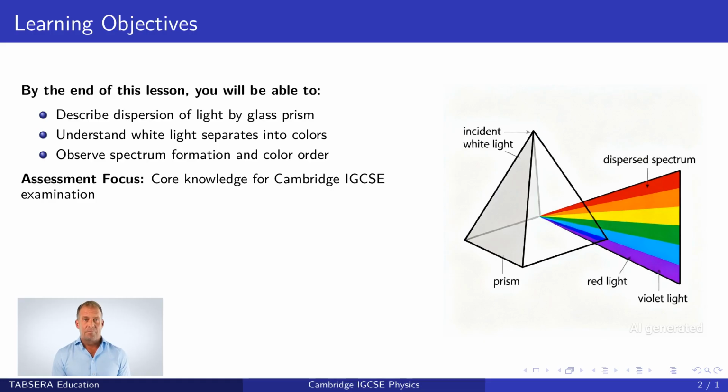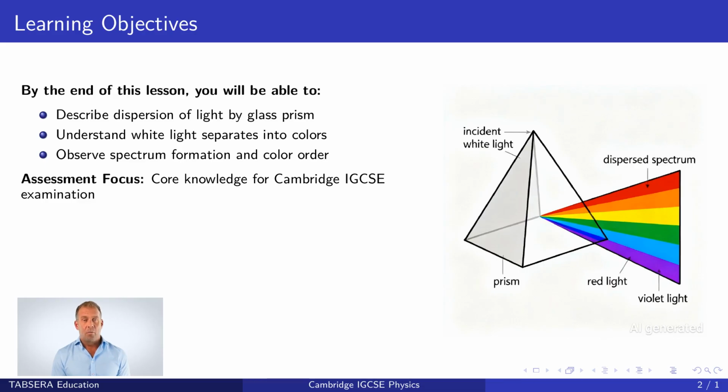Let's examine our learning objectives for today. By the end of this lesson, you will be able to, first, describe dispersion of light by glass prism. This means explaining how white light splits into component colours when passing through triangular glass. Second, understand white light separates into colours.